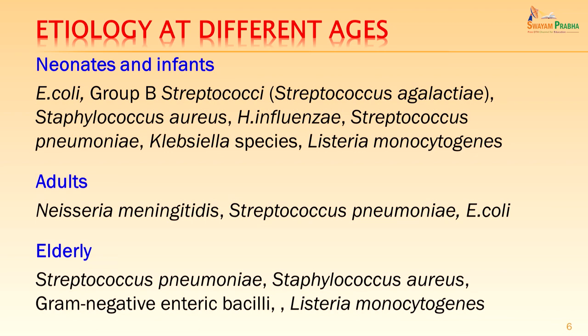The etiology of meningitis differs in different ages. In neonates and infants, the common organisms are E. coli, group B streptococci or Streptococcus agalactiae, and H. influenzae along with Staphylococcus aureus. In adults, the three major pathogens are Neisseria meningitidis, Streptococcus pneumoniae and Escherichia coli. In the elderly, again the same organisms can be present along with Staphylococcus aureus, other gram-negative bacilli and Listeria monocytogenes.